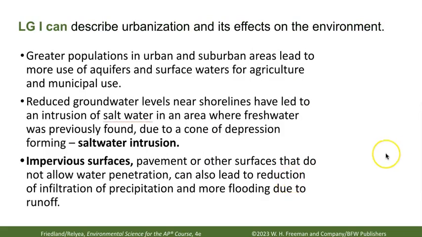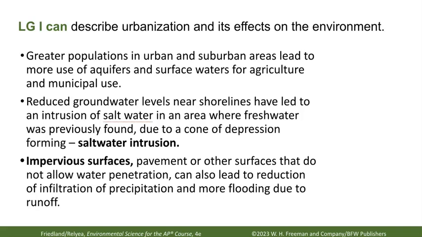Okay, so let's talk about our water supply. So greater populations in urban and suburban areas lead to more use of aquifers and surface waters for our agriculture, and municipal means city, so you need to know that word, municipal. If you overpump your aquifers and you live near the shores, this is not everywhere, but in cities near the ocean, if you overpump your groundwater, salt water can come in, and it's called saltwater intrusion.